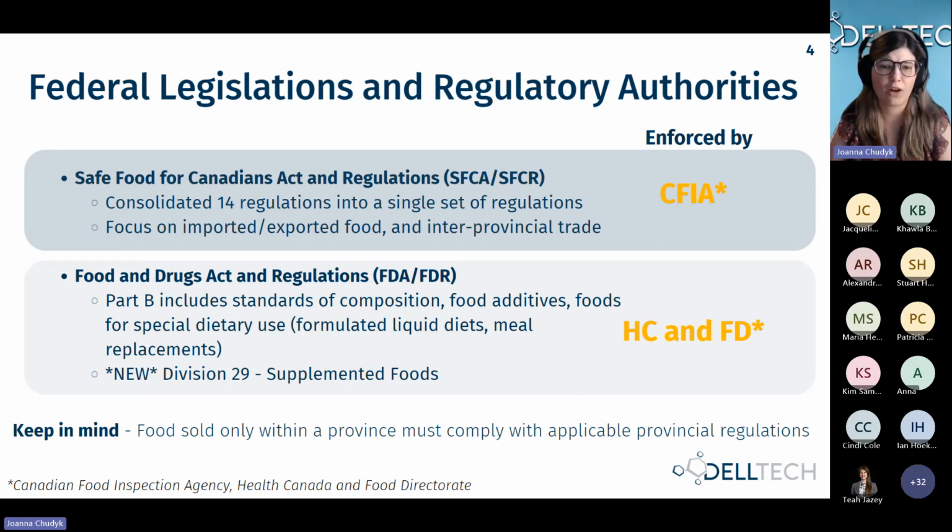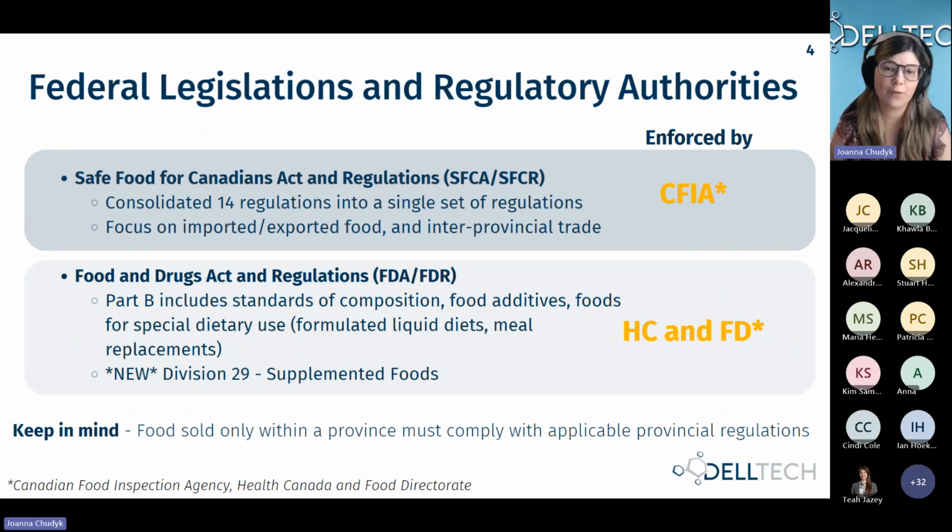So that includes your net quantity information, the country of origin, and container size restrictions that may exist for your food product. So that's what you can find in this act and regulations. The second act in place is the Food and Drugs Regulations. These cover foods and drugs, but we're going to focus on the food portion today.